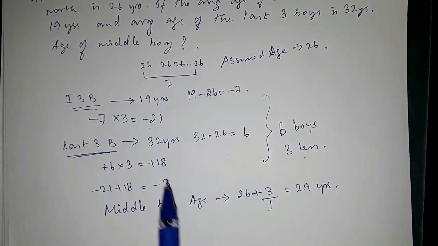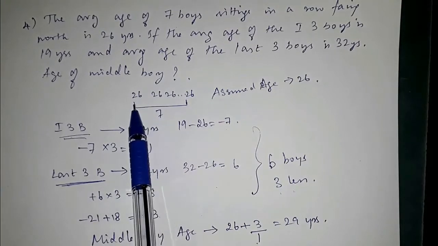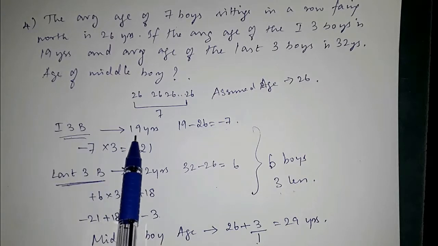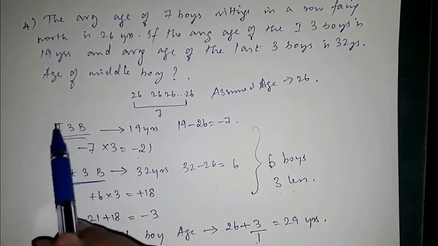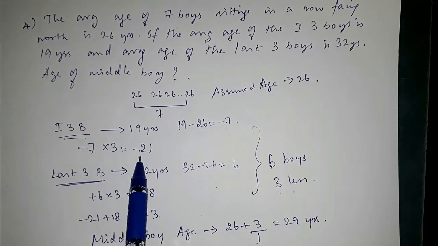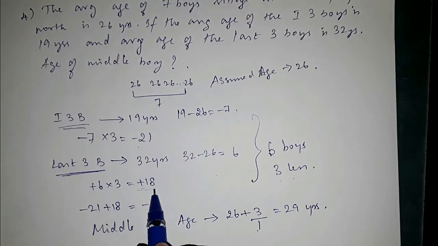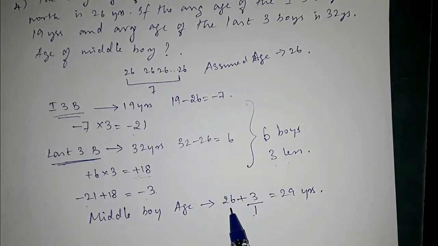Explaining it again: in the question it's given that the 7 boys have an average age of 26 years. So we assume that each boy in the set of 7 has an age of 26 years. The first 3 boys have 19 years, which is 7 less than the assumed age of 26 years. The entire 3 boys of the first batch have 21 less than the average age of the 7 boys. The last 3 boys have 18 more than the average age of the 7 boys. On balancing we get minus 3, which is less than the actual average age of the 7 boys. So the middle boy's age is 26 plus 3, that is equal to 29 years, because we have got 3 less.